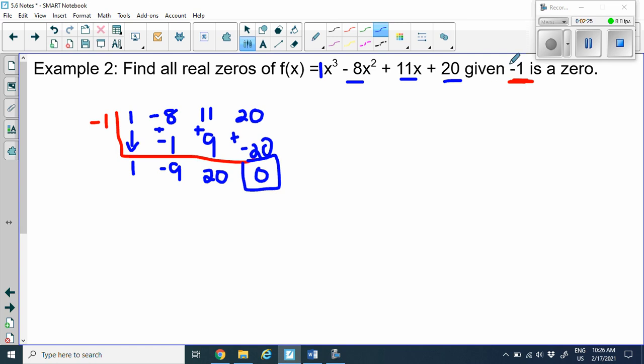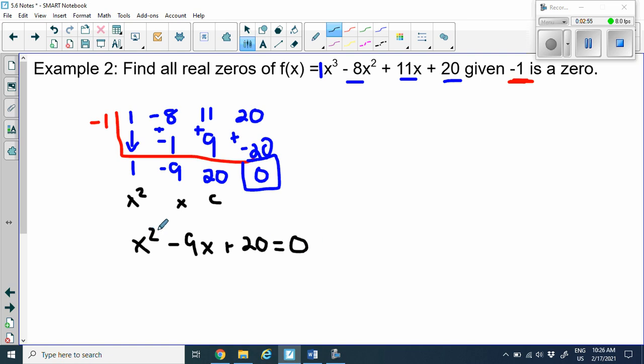Remember, anytime they have given you a zero or a factor of the polynomial, you should always get 0 as your remainder. Now, when we are writing the result of synthetic division, I always go down 1 degree. We started off with an x cubed, so this is going to be our x squared, our x, and then our constant. So I'm going to have x squared minus 9x plus 20 equals 0. And we set it equal to 0 because we are solving.